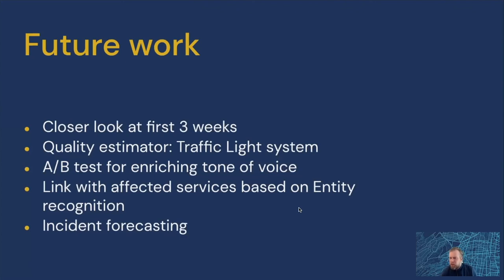So what we should do in the future is take a closer look at the first 3 weeks. We couldn't find out what happened there because we have a high outlier. The other one is a quality estimator. So everything we calculated to find out if it's a relevant notification or not can be calculated in real time when the operator is entering a notification. So there's a traffic light system where you can act on the notification that's sent out.